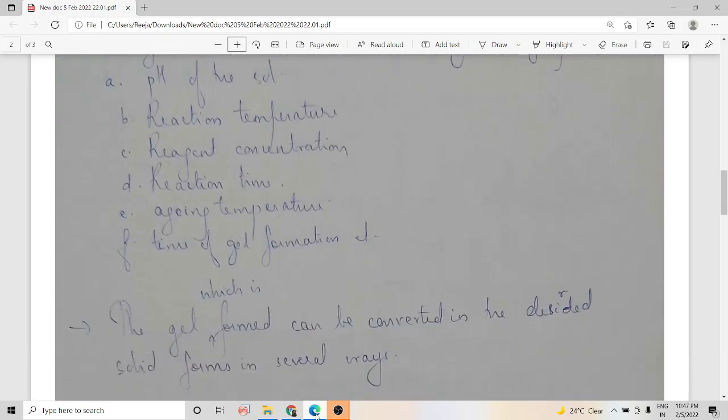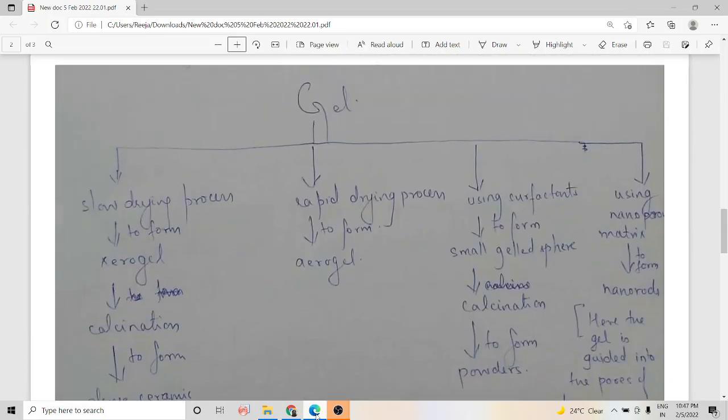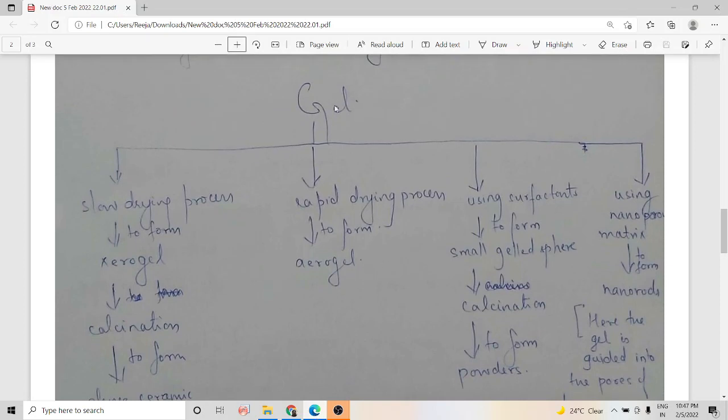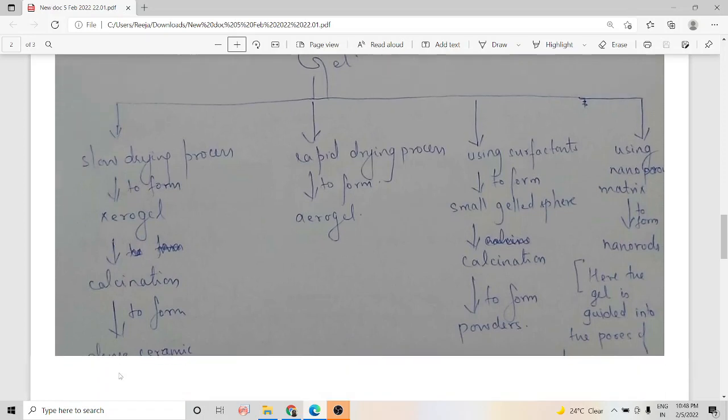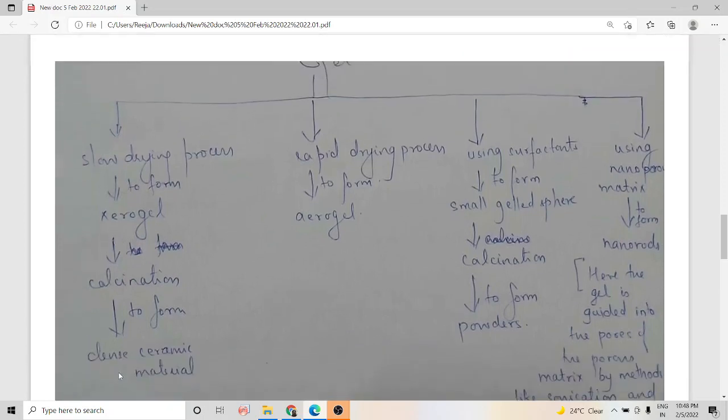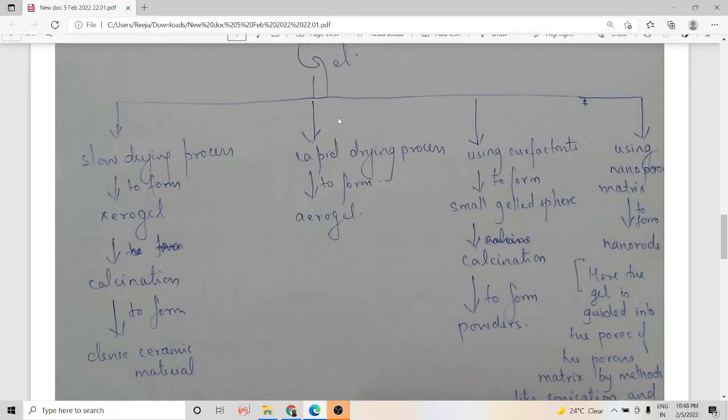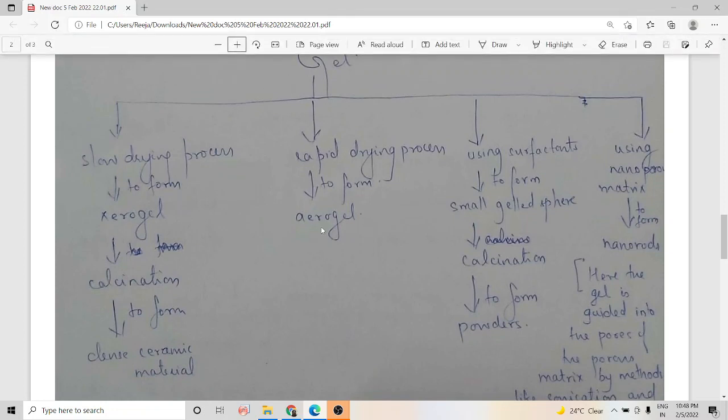Now, the gel which is formed is converted into the desired solid form, that is, into the desired nanostructure in several ways. So, that I have shown here as a branched chain. The gel which is formed, if you dry it slowly, if it undergoes a slow drying process, then it forms something called the xerogel, that is a solid phase, which undergoes calcination, and if calcined, it forms dense ceramic material. On the other hand, if the gel is dried rapidly, then it forms aerogel. Again, it's another solid phase.